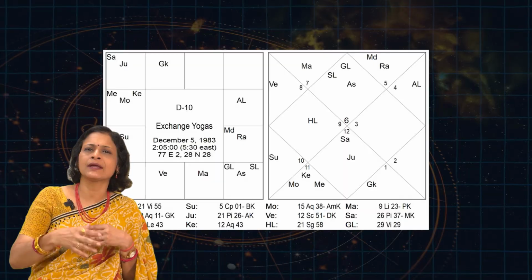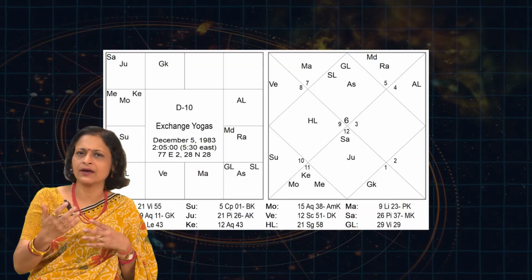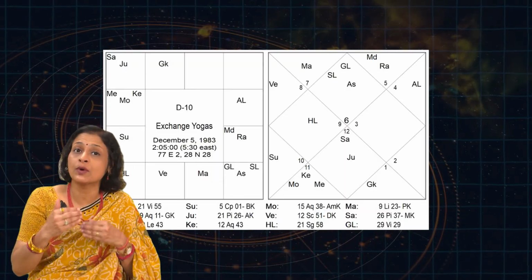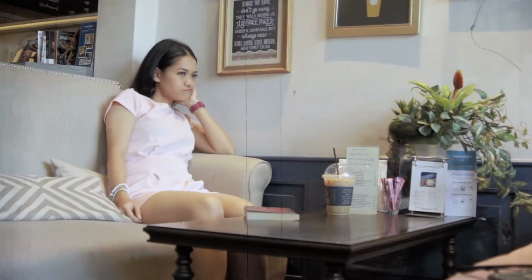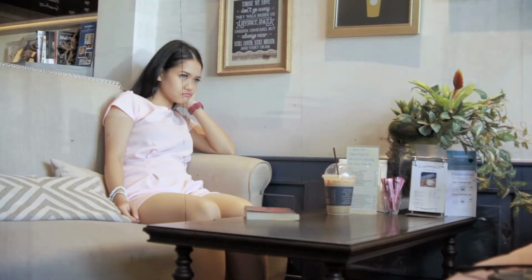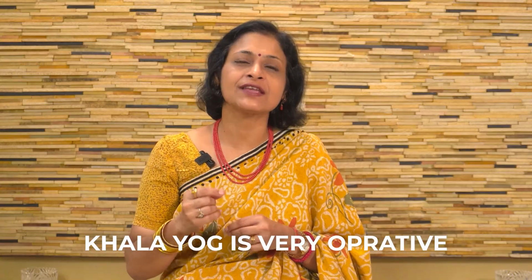talking about cribbing, or about showing your anger or frustration in the case of your work, because we are talking about the D10 divisional chart. So I asked her, the lady concerned, does the person whose chart it belongs to have a cribbing attitude towards work? Does she complain about work? Is she not happy at her workplace? So she did say that yes, she always keeps saying lots of work, they don't understand this, that, and so we can say that the Khala Yoga is again very operative.